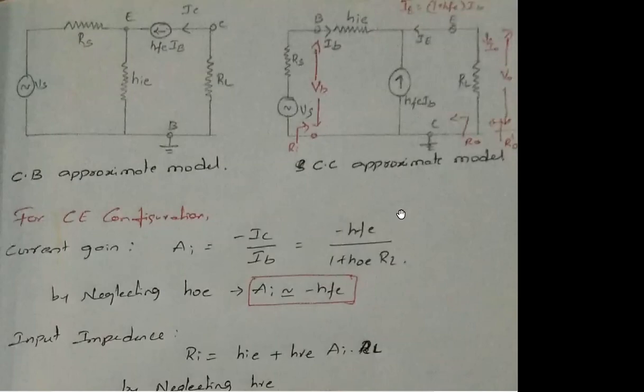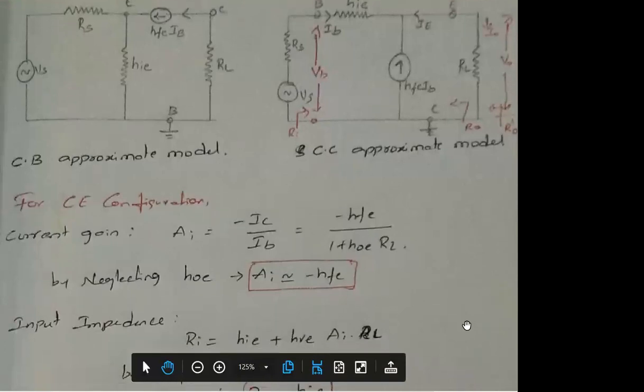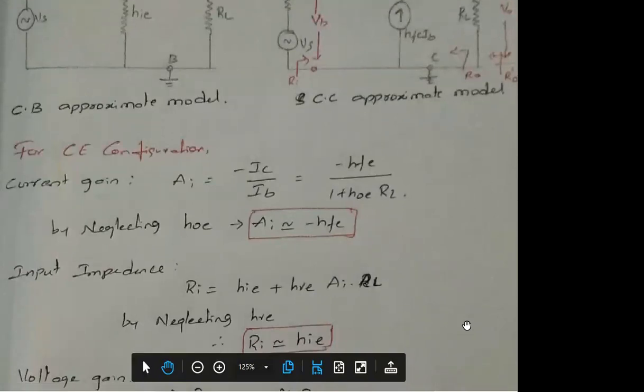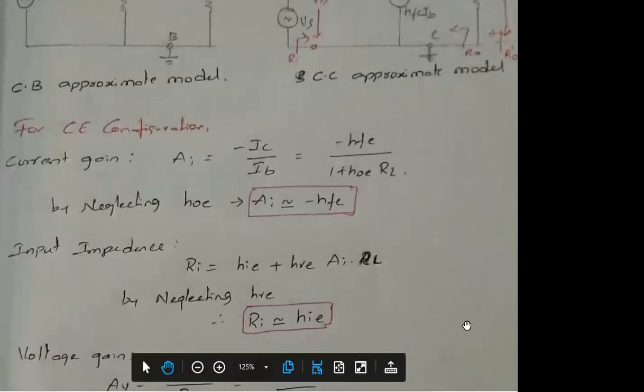And for CE configuration, the current gain AI is equal to, as we know, the relation is minus HFE by 1 plus HOE into RL. That is approximately minus HFE. Similarly, input impedance is given by RI equals HIE plus HRE into A into RL. As we know, HRE is eliminated. Therefore, simply we can write input impedance is approximately equal to HIE.